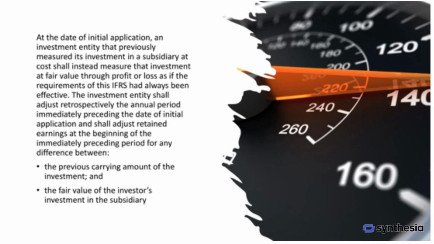At the date of initial application, an investment entity that previously measured its investment in a subsidiary at cost shall instead measure that investment at fair value through profit or loss, as if the requirements of this IFRS had always been effective. The investment entity shall adjust retrospectively the annual period immediately preceding the date of initial application and shall adjust retained earnings at the beginning of that immediately preceding period for any difference between the previous carrying amount of the investment and the fair value of the investor's investment in the subsidiary.